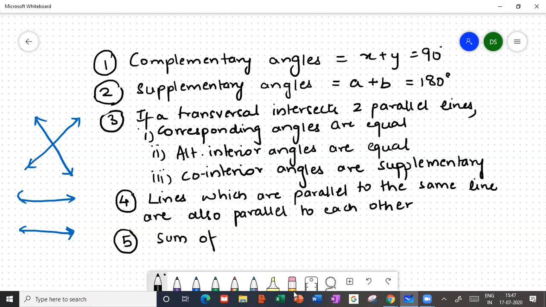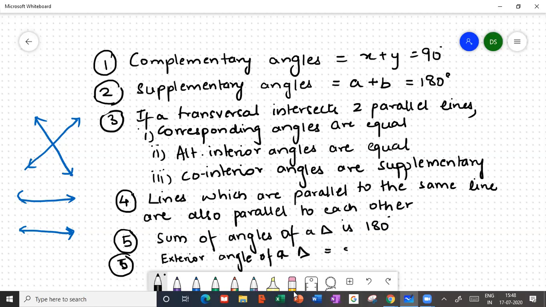The sum of all angles of a triangle is 180. And the exterior angle of a triangle is equal to the sum of opposite interior angles. This is in short, just key points for you to note when you solve a question. So all these properties come in handy, right? These are the main properties you are going to come across when you solve questions.